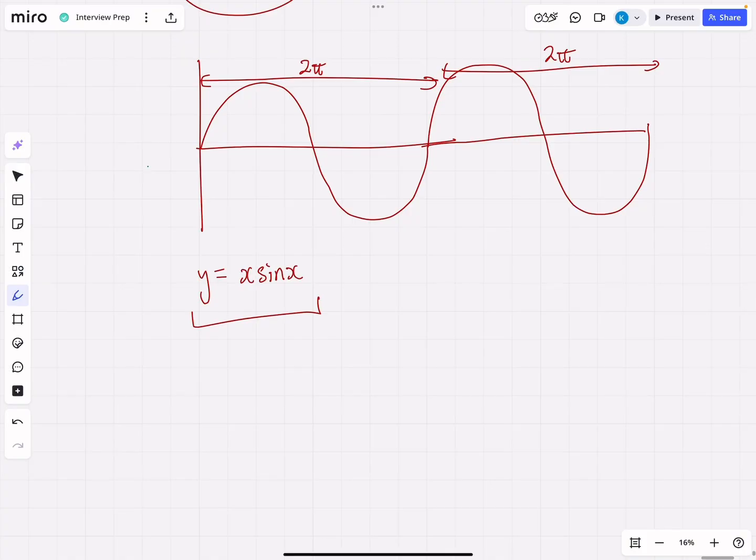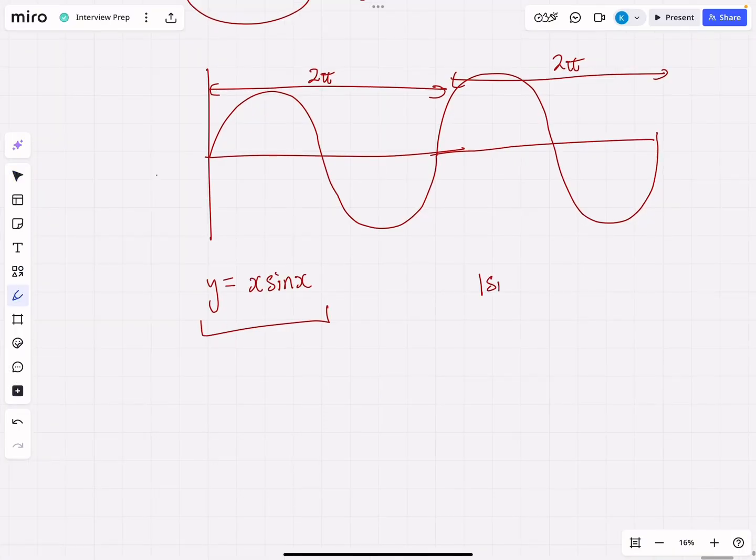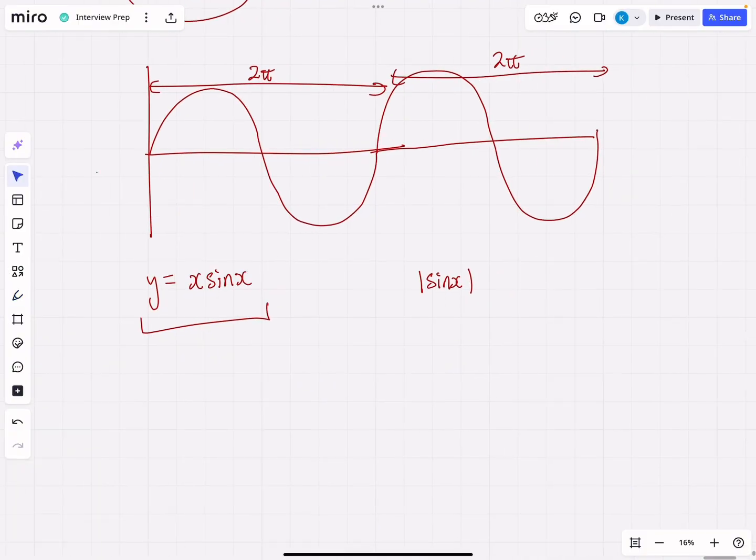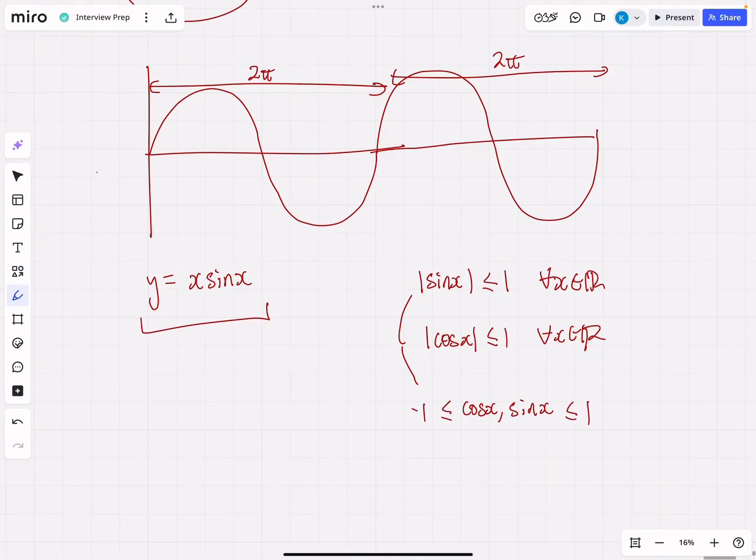And also, we can use the fact that some of the trig functions have a bounded range. So the modulus of sine x is less than or equal to 1 for all real values of x. And that's the same thing with cosine x. So mod cosine x is less than or equal to 1 for all real values of x. Right? Oh, pen's not working again. There we go. And both of those things just mean that cosine x and sine x are between -1 and 1. Okay?